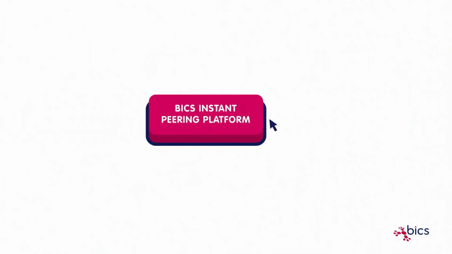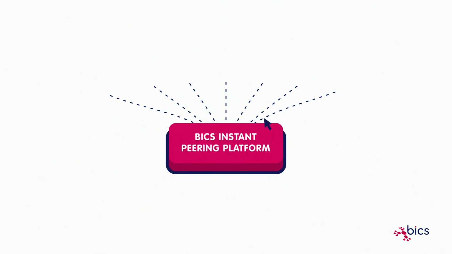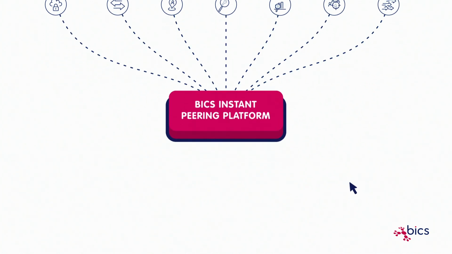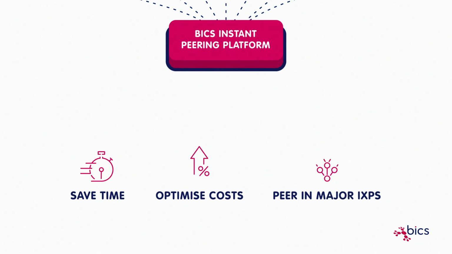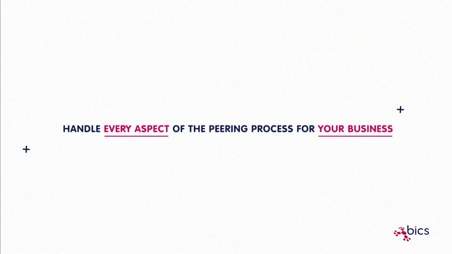The Instant Peering platform is centralized and provides a single view of everything you need to manage your traffic. Save time, optimize costs, and peer in major internet exchange points to expand your network and improve customer experience. Let BICS' full-service solution handle every aspect of the peering process for your business.